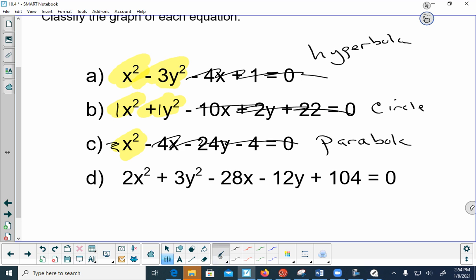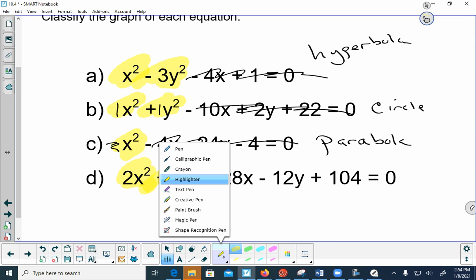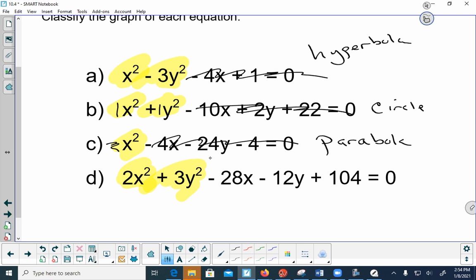The last one, I have 2x squared, 3y squared. So they're both positive. So I know it's going to be either a circle or an ellipse, but since the coefficients are different, it becomes an ellipse. And those are really that simple, that quick, and that's all you have to do.